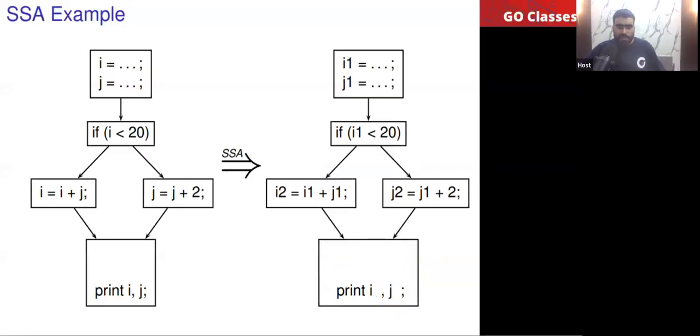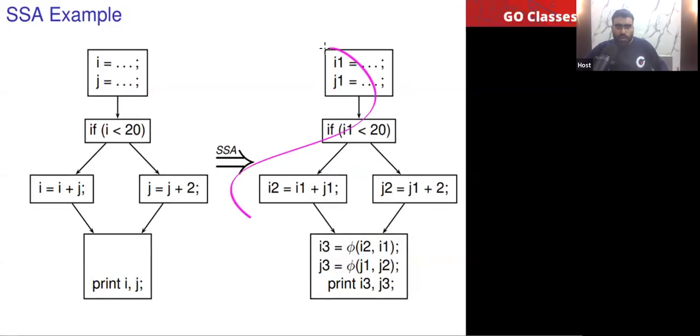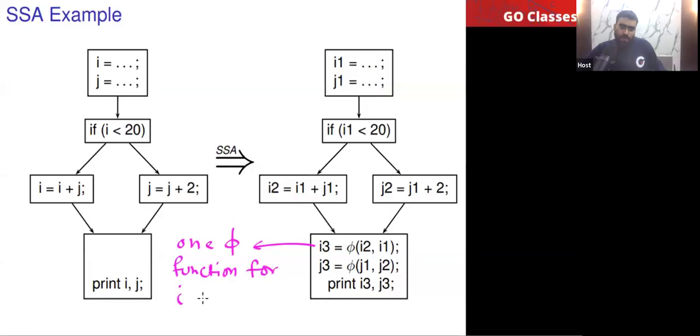See, very simple solution: if you come from this side, then I2 should be printed. If you come from this side, I1 should be printed. So one Phi function for the I variable and one Phi function for the J variable. Is this clear? Please tell me understood or not.